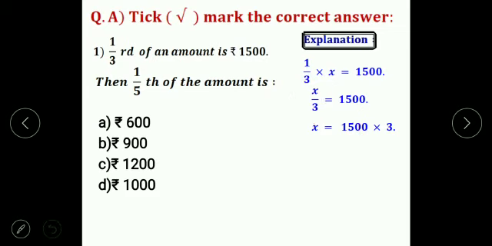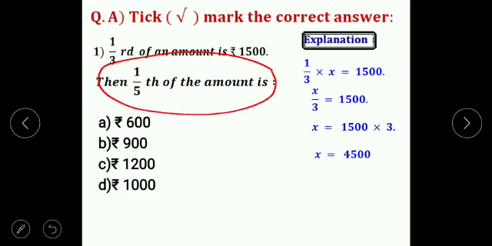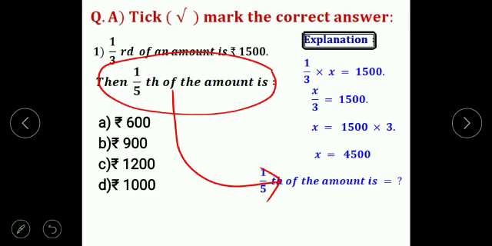Now 1500 into 3, what is the answer here? 4500, right? So here x is equal to 4500. Now this x means what here? The amount. Okay, so now we have to calculate 1/5 of the amount. So again we have to consider it in symbolic form, right? We have to calculate 1/5 of the amount, and what is the amount?